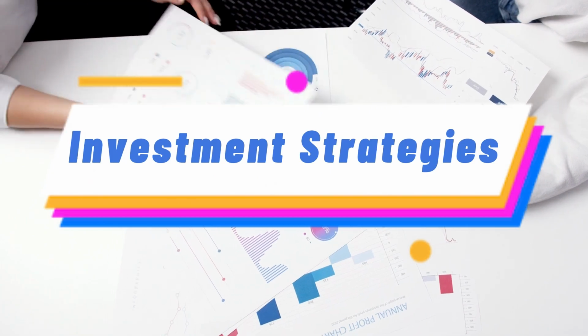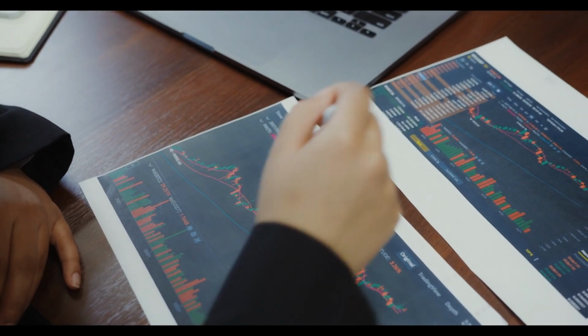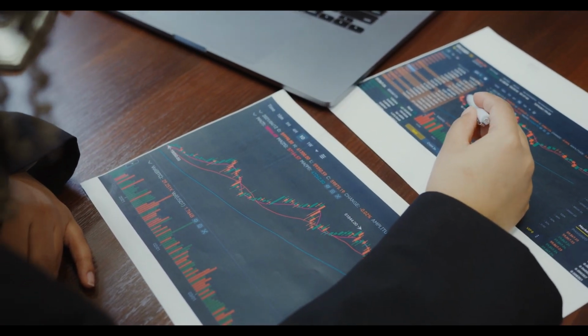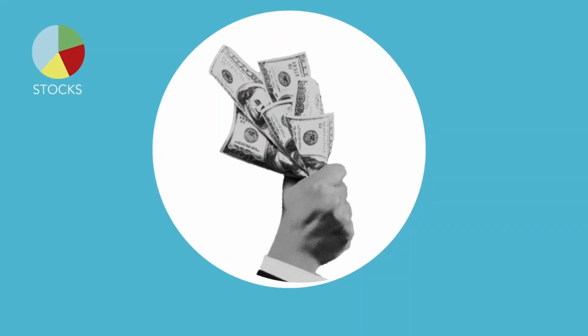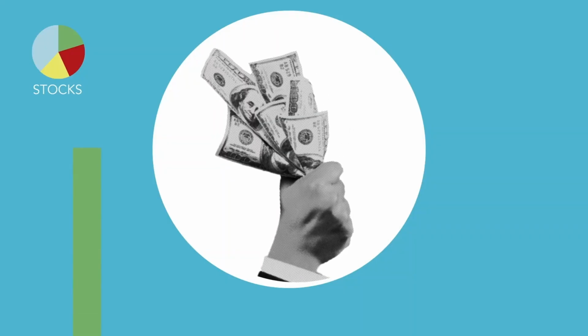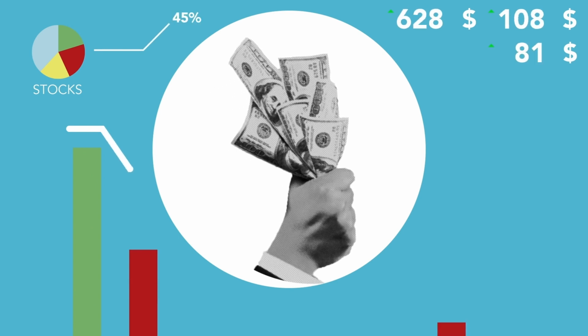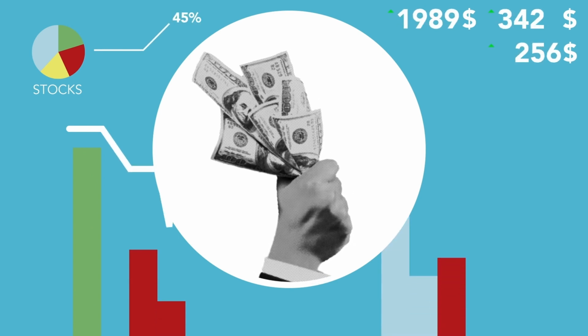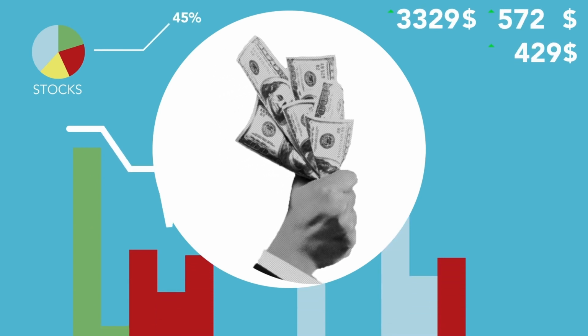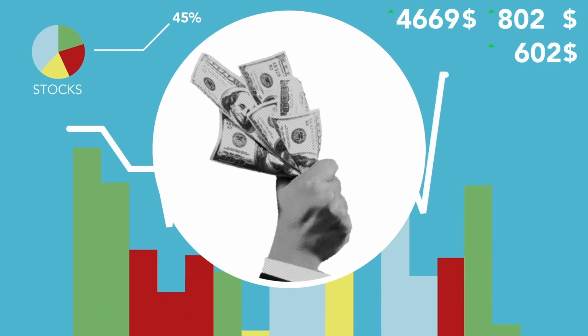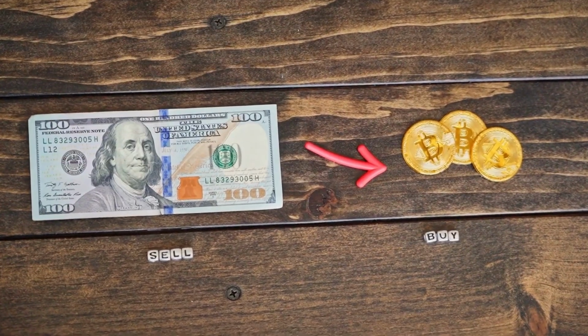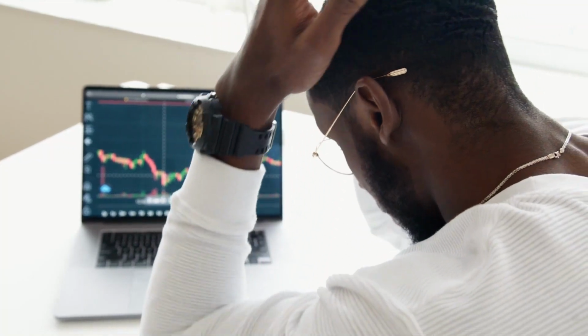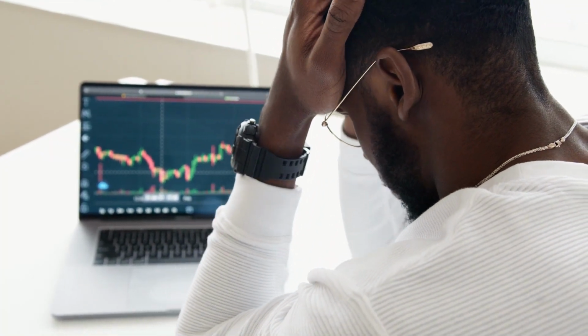Now that we've looked at some of the platforms, let's take a look at some popular investment strategies. One strategy is dollar cost averaging. This strategy involves investing a fixed amount of money at regular intervals, regardless of the price. This can help you avoid buying high and selling low, which can be a common mistake for new investors.